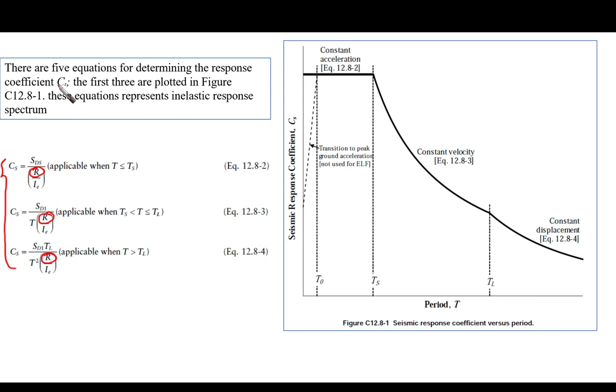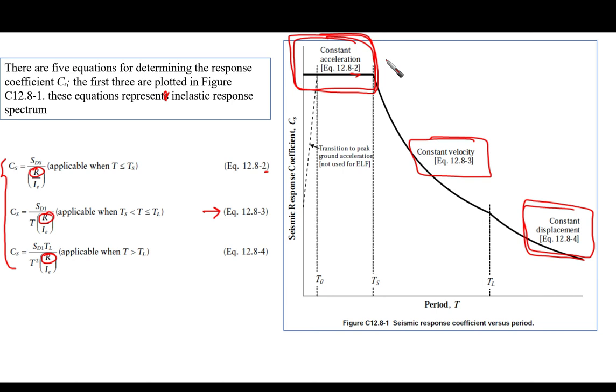So the first three are plotted, as you can see here in this figure. These equations represent an elastic response spectrum. So actually, the first equation, equation two here, represents the constant acceleration period, or the range of constant acceleration. However, constant velocity is represented by this equation. Okay, and equation four is used for constant displacement. Okay. What is the meaning of constant acceleration and constant velocity and constant displacement? Please visit like 3-4 videos before. I have explained this in detail.